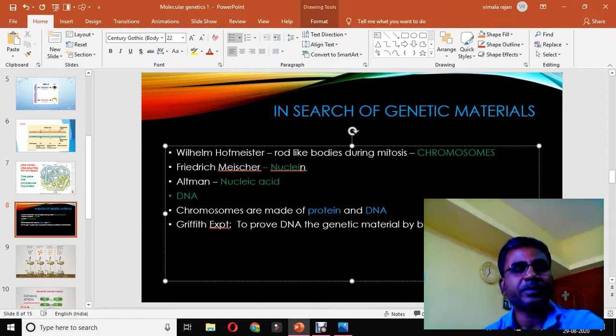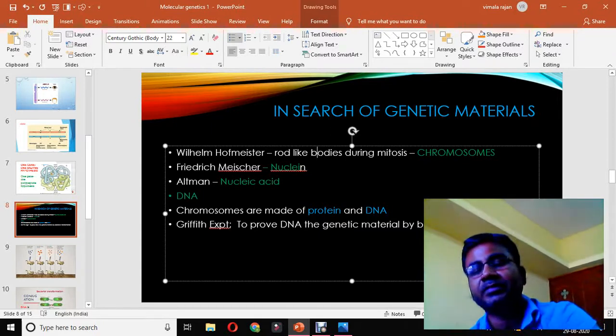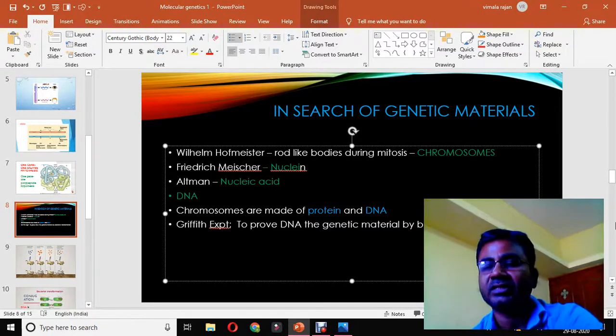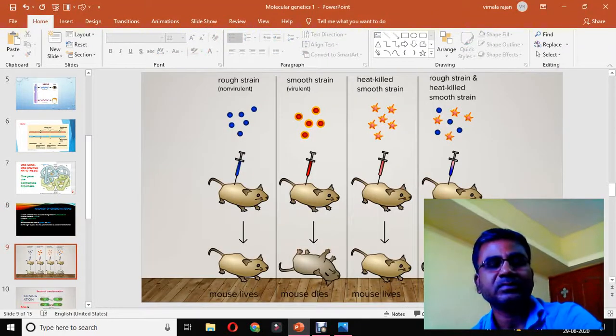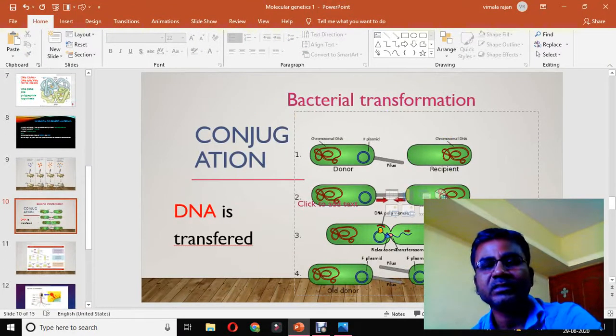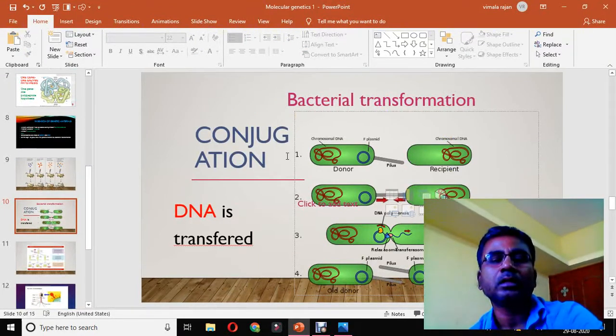Another experiment is the Griffith experiment. The name of the scientist is Griffith. He did an experiment to prove that DNA is the genetic material. The process of transformation is actually the exchange of genetic material from one bacteria to another. Now, that is otherwise conjugation. Conjugation is a type of reproduction.